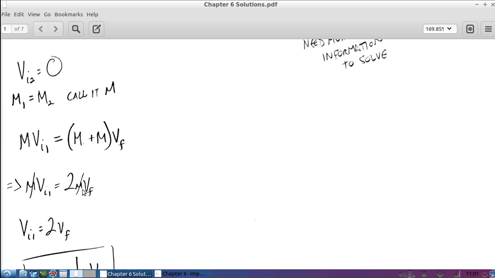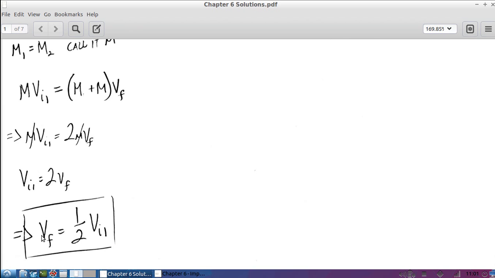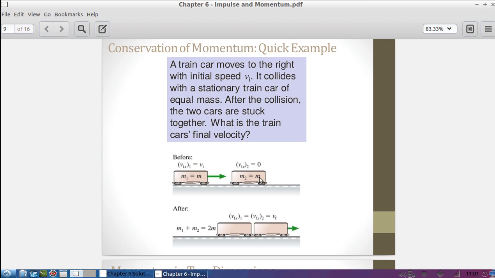The m's go away, and we see that the final velocity is half the initial velocity of the first train car, which kind of makes sense. One car is going, say, 4 meters per second. They're both the same mass. This one's stationary. They're going to move along with a velocity of 2 meters per second, which physically kind of makes sense in a collision. They're both going to slow down. Kinetic energy is not necessarily conserved in an inelastic collision, but the relationship between the velocities kind of makes sense.